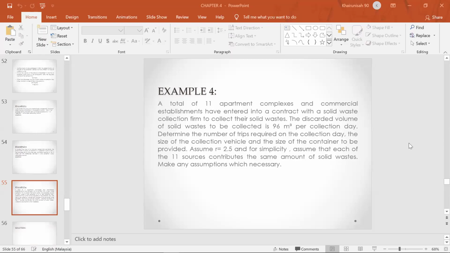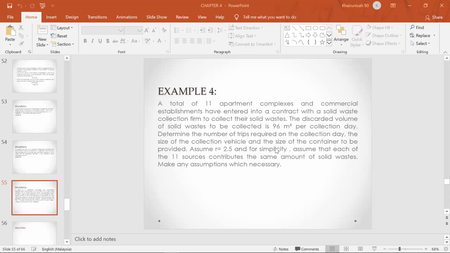So for example 4, a total of 11 apartment complexes and commercial establishments have entered into a contract with a solid waste collection firm to collect their solid wastes. The discarded volume of solid wastes to be collected is 96 cubic meter per collection day. Determine the number of trips required on the collection day, the size of the collection vehicle, and the size of the container to be provided.